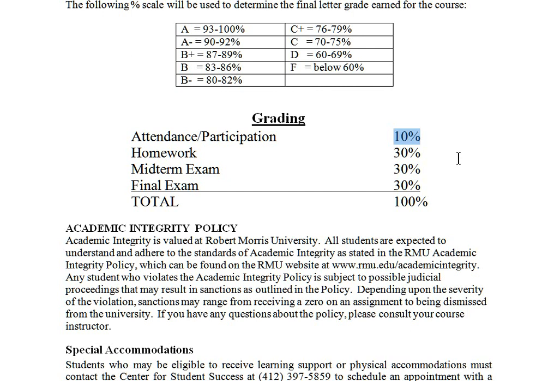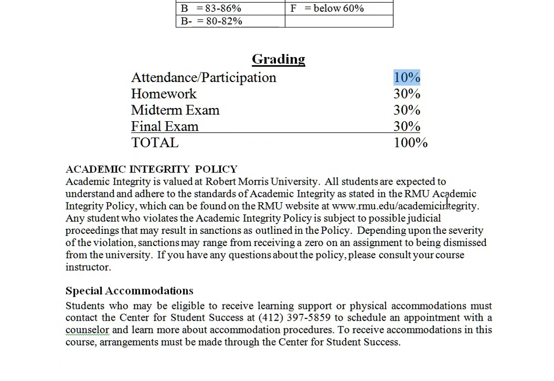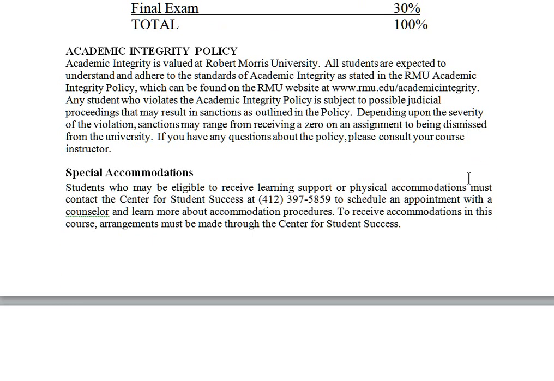The homework grade is 30%, so basically I split that in half. Wiley Plus grade is 15%, and your written calculation work that you turn in is worth 15%. Your midterm exam is 30% and your final exam is 30%. So those two exams are very important. Those are 60% of your overall grade. So there's the grading breakdown.